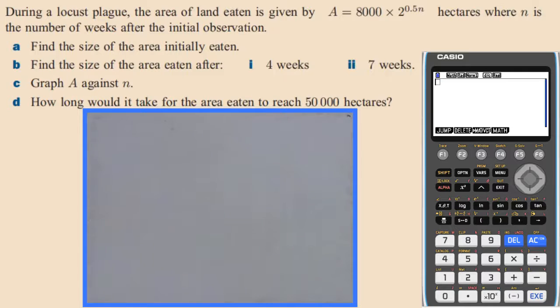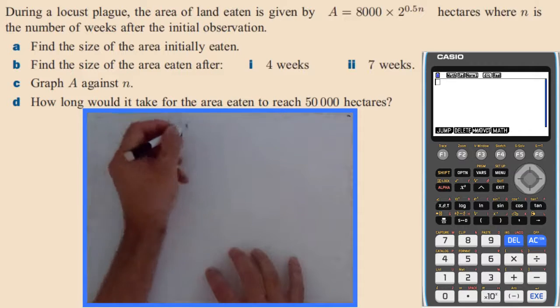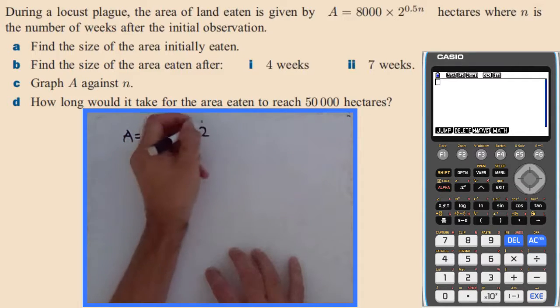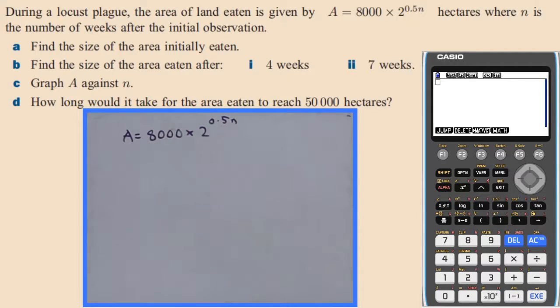So let's write down the formula. A equals 8,000 times 2 to the 0.5n. So n is the number of weeks after this locust plague starts. So you've got all these locusts, these insects, and they're eating land. Find the size of the area initially eaten. Now initially means when no weeks have passed.